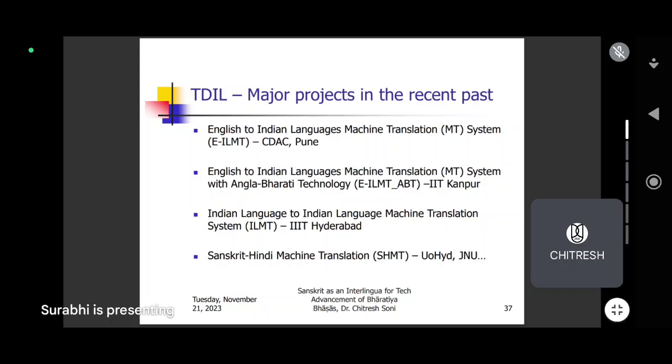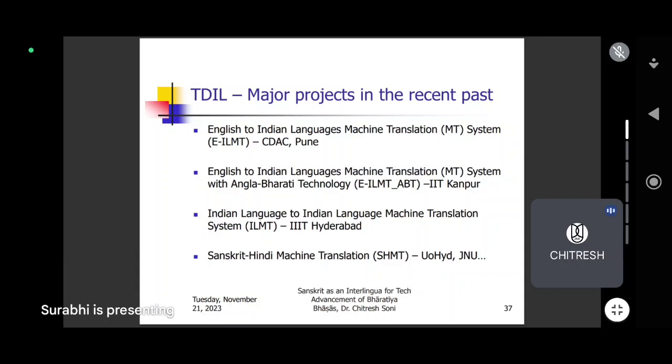Okay, so TDIL, Technology Development for Indian Languages. These are Government of India funded projects: the English to Indian Languages Machine Translation System by CDAC Pune, and the English to Indian Languages Machine Translation System with Anglabharti Technology by IIT Kanpur. We will also discuss further Anglabharti Technology, which uses an interlingua based approach for English to Indian languages. As the name suggests, Anglabharti is an English to Indian languages MT system. It was first proposed by Professor R.M.K.